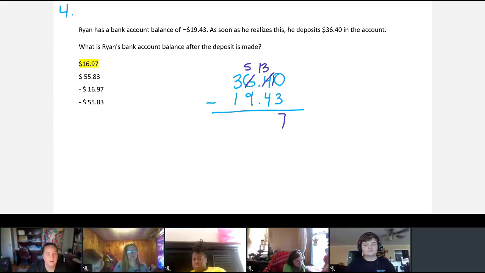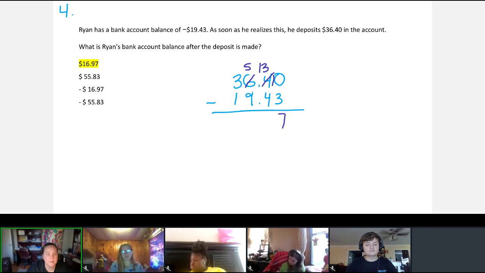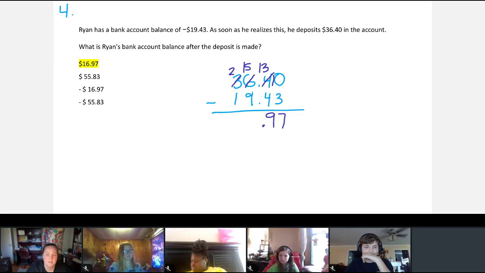Very good. 9. Bring the decimal down. We can't take 9 away from 5, so we borrow again, making that a 2 and this a 15. What is 9 minus 15? Good, Dakota. 6. And then 2 minus 1 is 1.